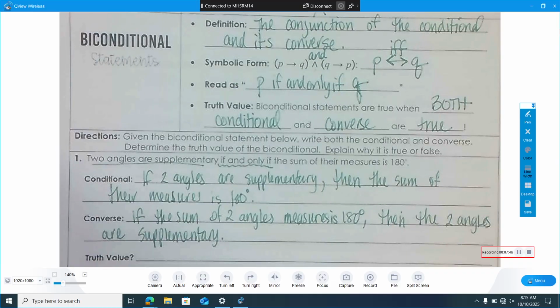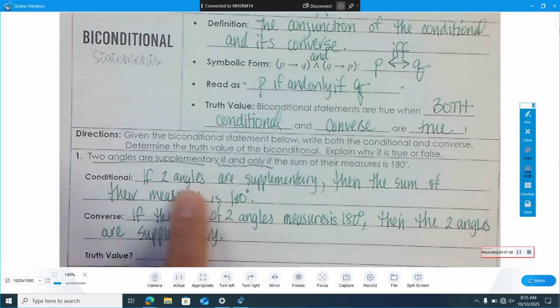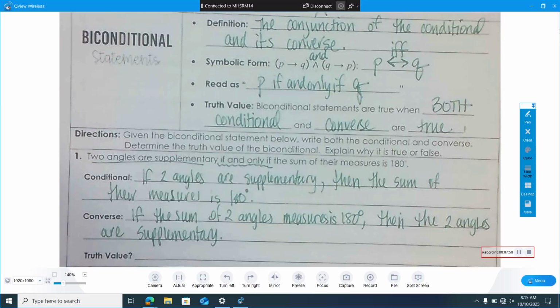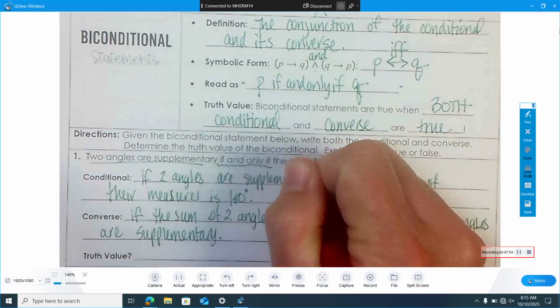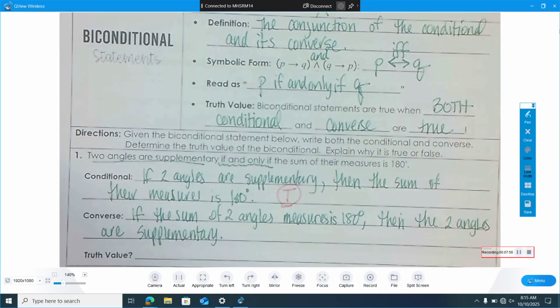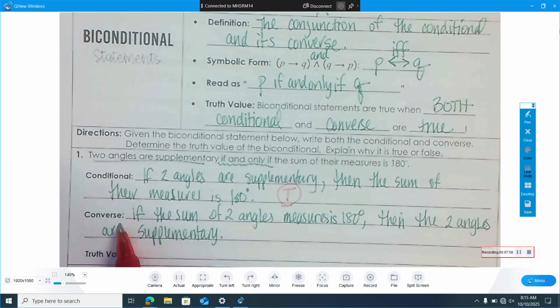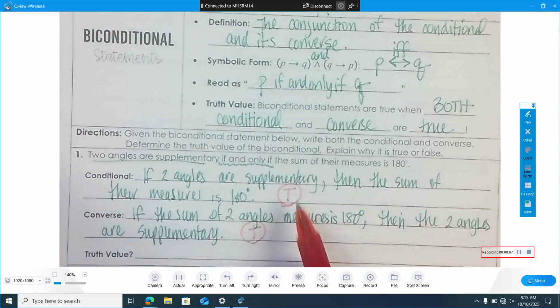Okay. First of all, is the conditional statement true? All right. Two angles are supplementary. That means their measures are 180 degrees. That conditional is a true thing. All right. Is the converse true? If the sum of two angles is 180 degrees, then the two angles are supplementary. Is that true? Yes. Okay. And if both parts are true, then tell me about the biconditional.